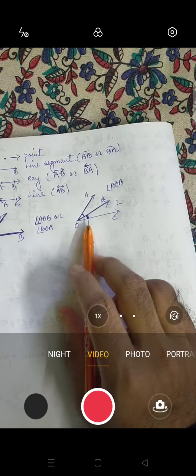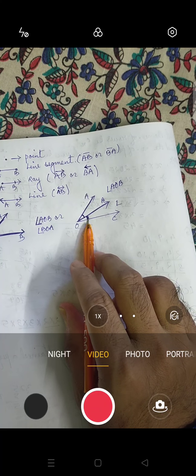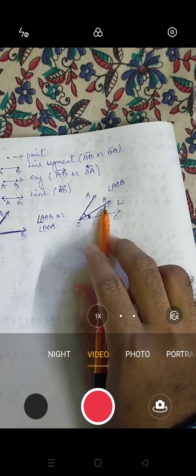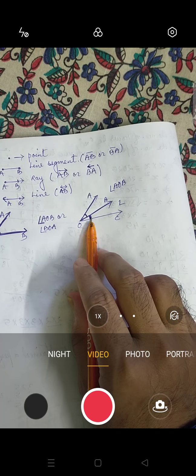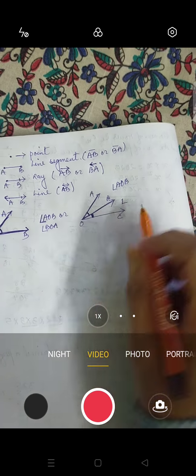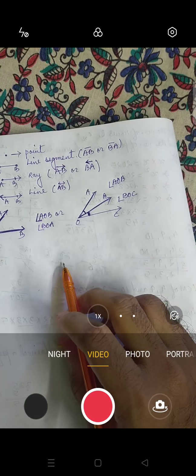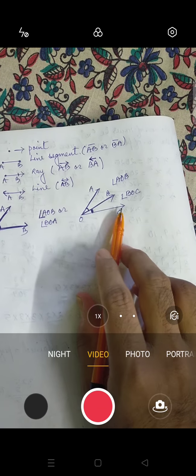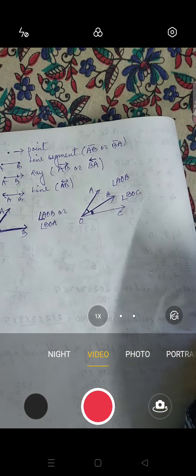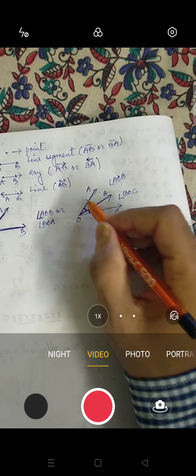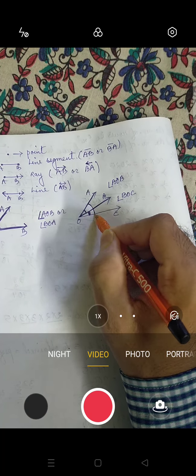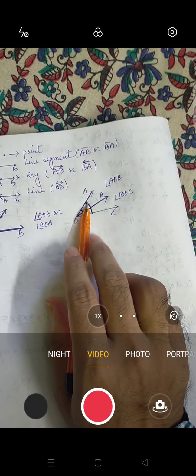Now you have to see which two arms this angle is forming between. You can see this and this. So we can say that the name of this angle will be angle BOC. Or if somebody has written the name as angle COB, that is also correct. Fine.